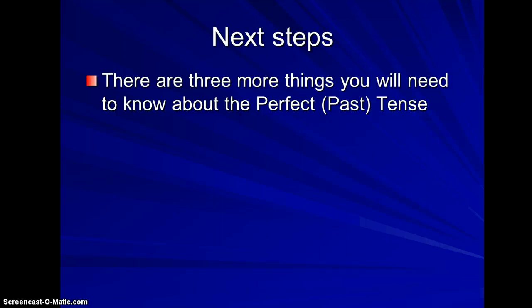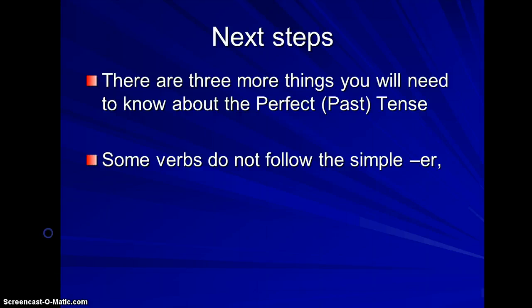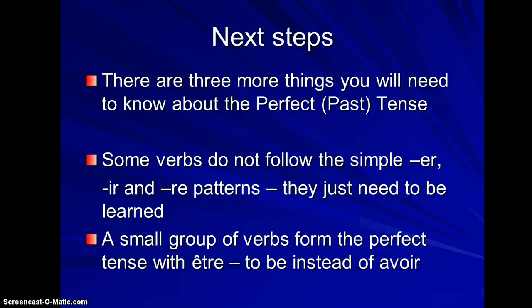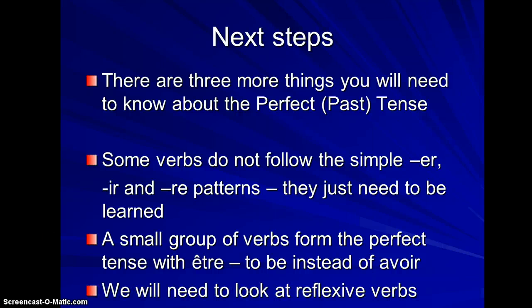Next steps, well, there's 3 more things we're going to need to look at in the future about the perfect tense. Firstly, some verbs don't follow ER, IR and RE patterns, and we're just going to have to go and learn them as we go along. Secondly, there's a very small group of verbs that form the perfect tense with être instead of avoir, but again, we'll look at those in another session. And finally, we're also going to need to look at some reflexive verbs. But hopefully now you've got a handle on how to do perfect tense with avoir.